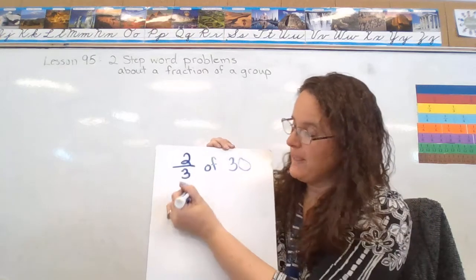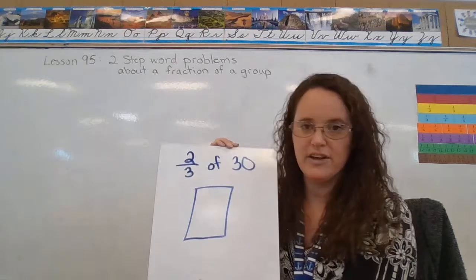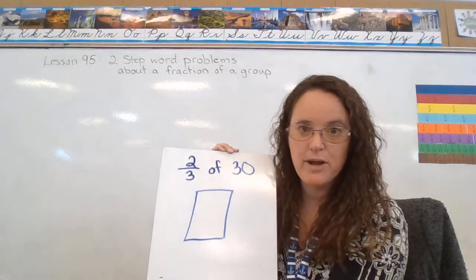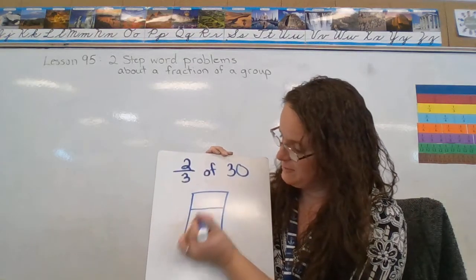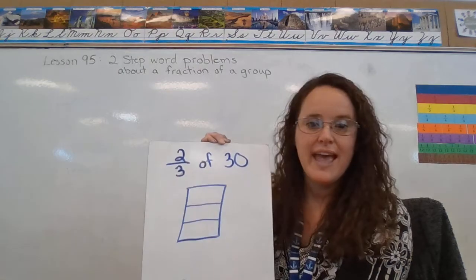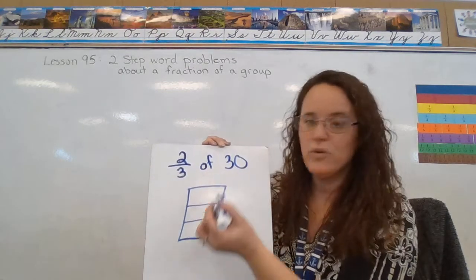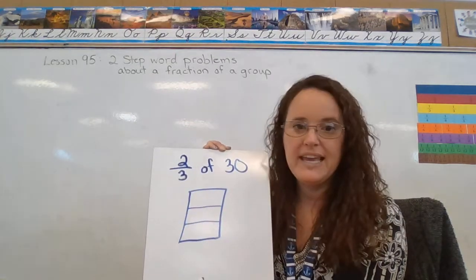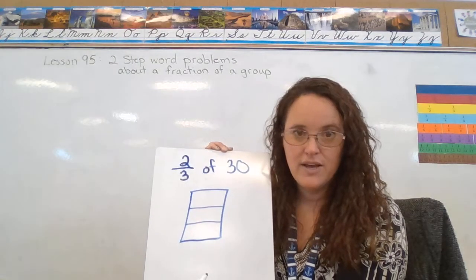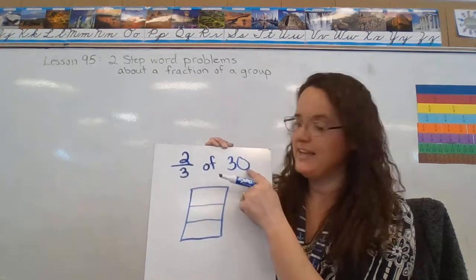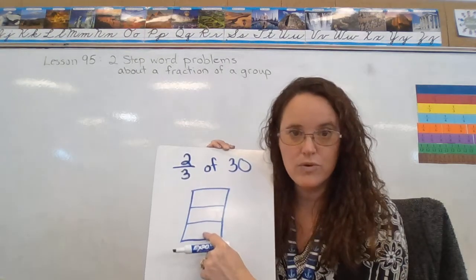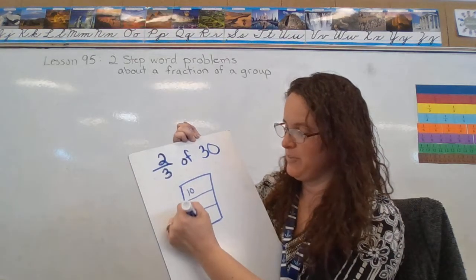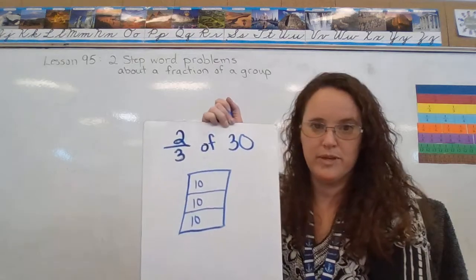So here's the diagram. They want you just to make a very simple rectangle and then break it into however many pieces we need for this problem. In this case, it's thirds. So I'm going to split my rectangle into thirds. And then I need to figure out if I have a total of 30 inside this rectangle, how many will be in each third? Well, I do that by dividing 30 divided into 3 equal groups. 30 divided by 3 is 10, so I'm going to have 10 campers in each group.